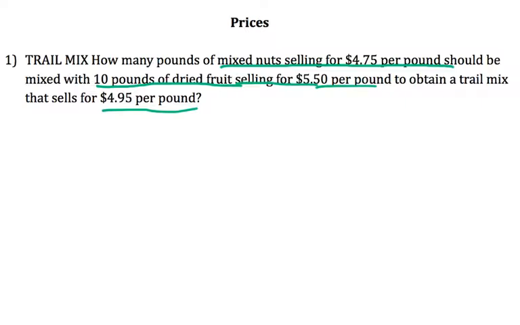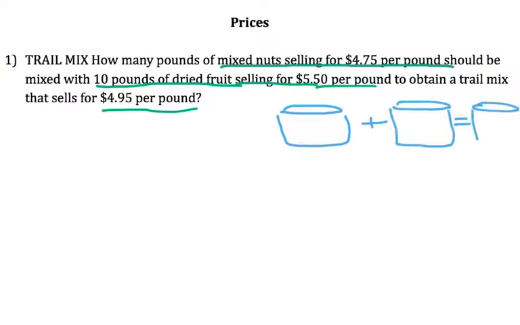But as I look at it, we've got one thing plus another thing giving us something new. So I've drawn three cylinders here. And as I pull out the information, I'm going to say this is the mixed nuts. Then we've got the fruit, and then we've got the trail mix.